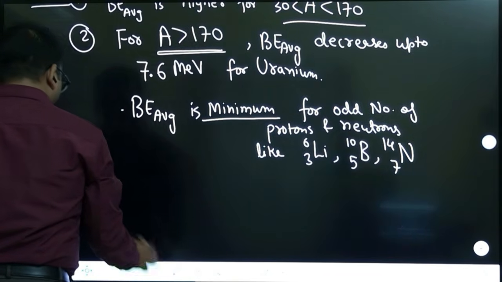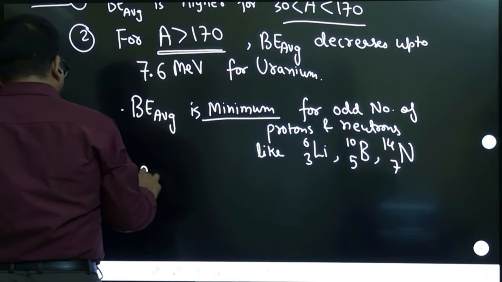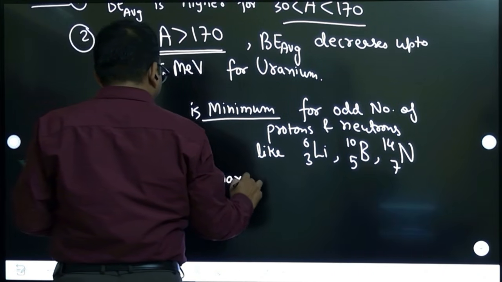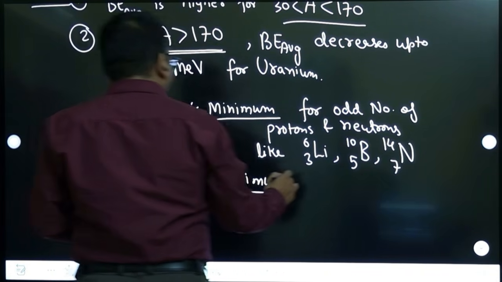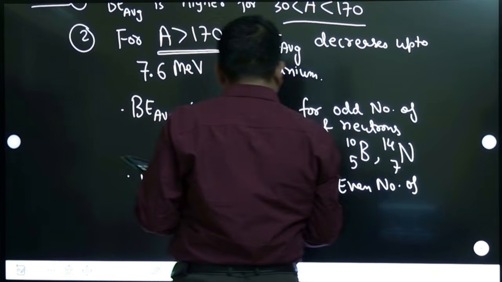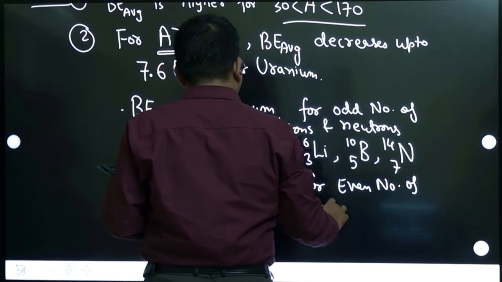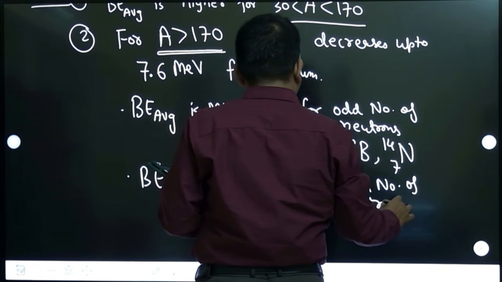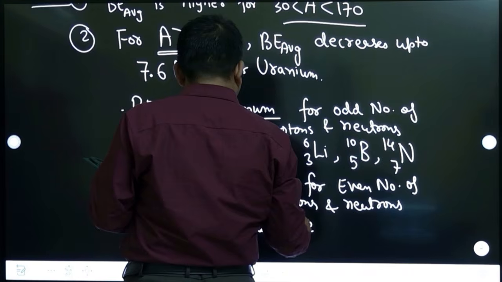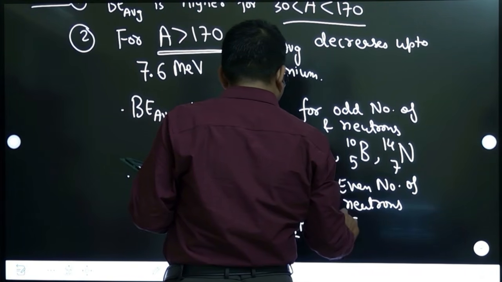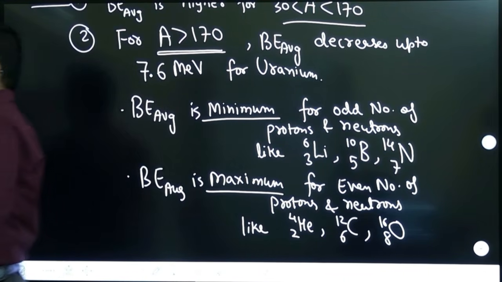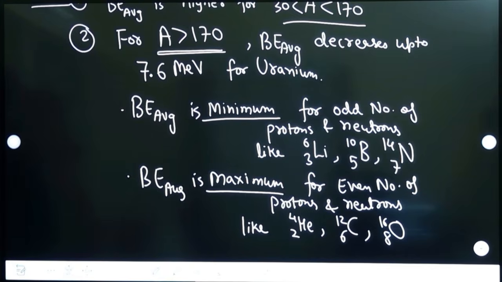Another point to note here is that this average binding energy is maximum for even numbers of protons and neutrons, like helium, carbon, oxygen. So we are talking of mass number greater than 170.